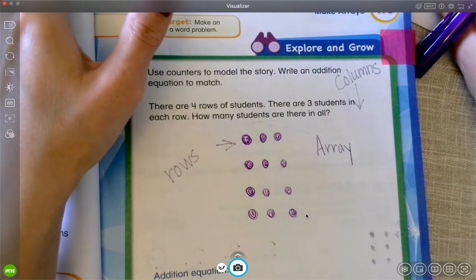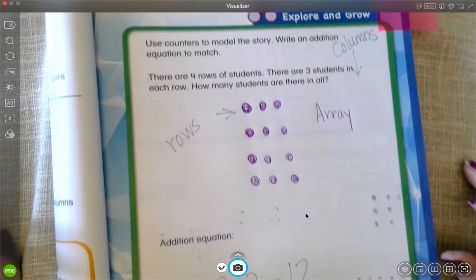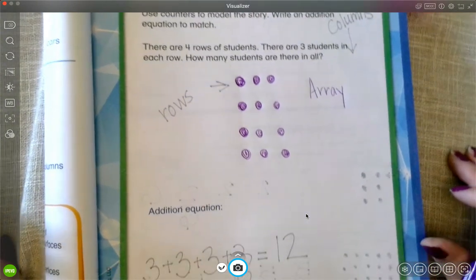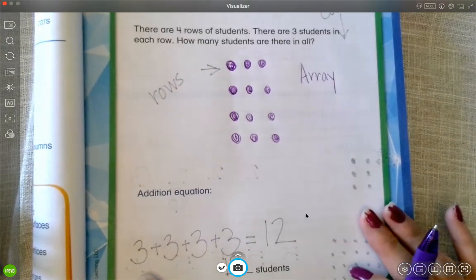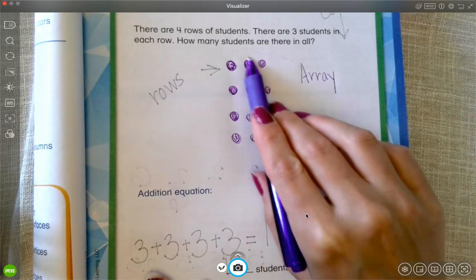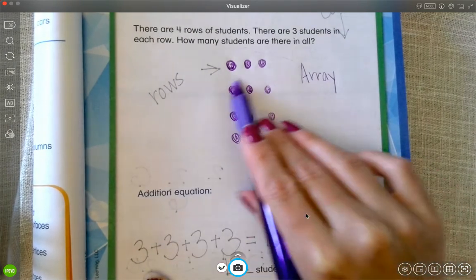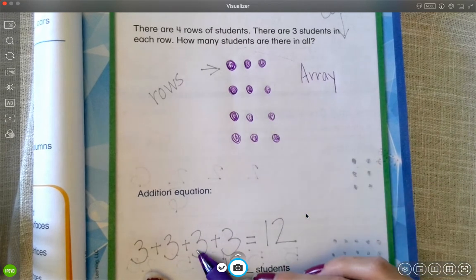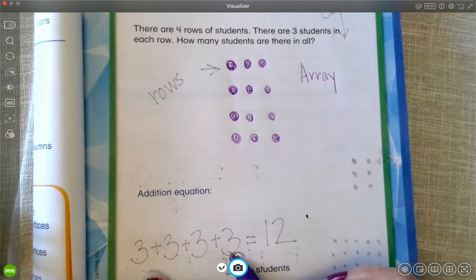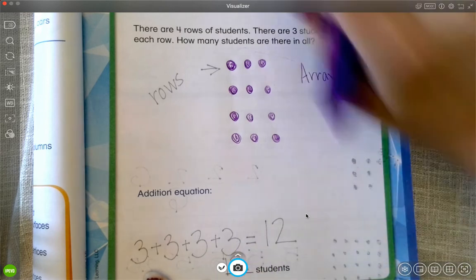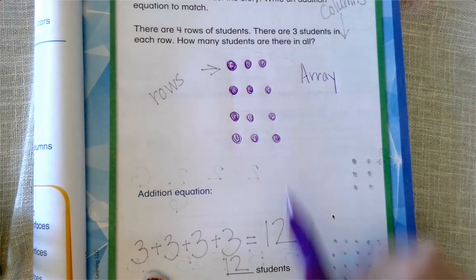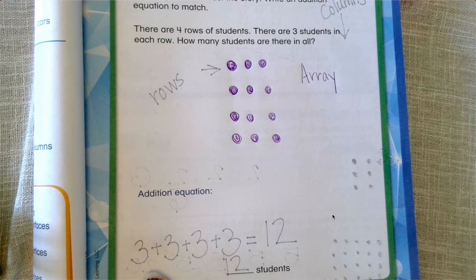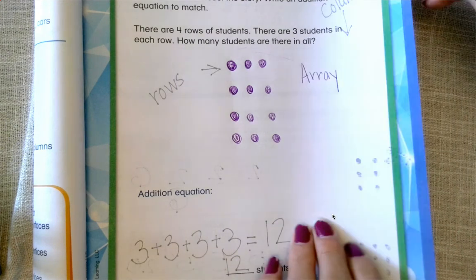It says addition equation. All right, addition equation is going to look like this. So we have a group of 3. We have our 3. A group of 3, 3. Another group of 3, 3. And another group of 3, 3. And that equals 12. Okay, so our answer is 12 students. Okay, let's turn the page.